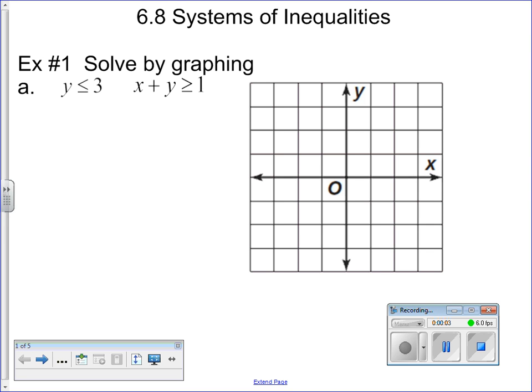Lesson 6.8, Systems of Inequalities. We're going to start off by first graphing systems of inequalities. With the first example, we have y is less than or equal to 3.